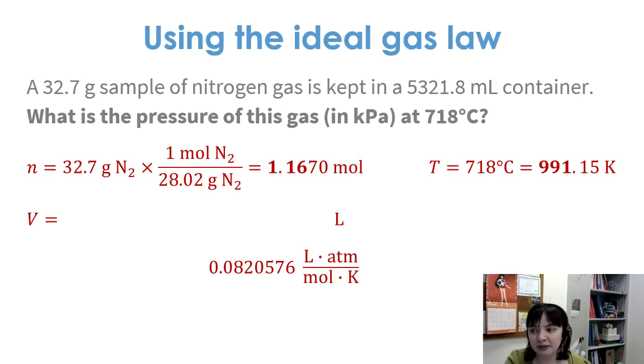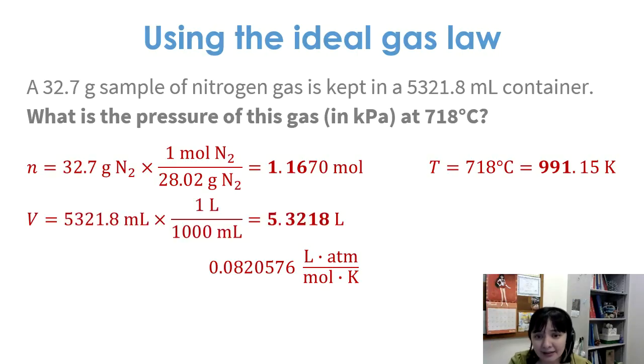Now lastly, for the volume, again, I want volume in liters. I don't have that exactly, but I do have the volume as 5,321.8 milliliters. I know that 1 liter is equal to 1,000 milliliters, and so I can set up a conversion factor like this one, turning those milliliters into 5.3218 liters. And so now I have all of the different pieces to plug into my PV equals nRT equation.